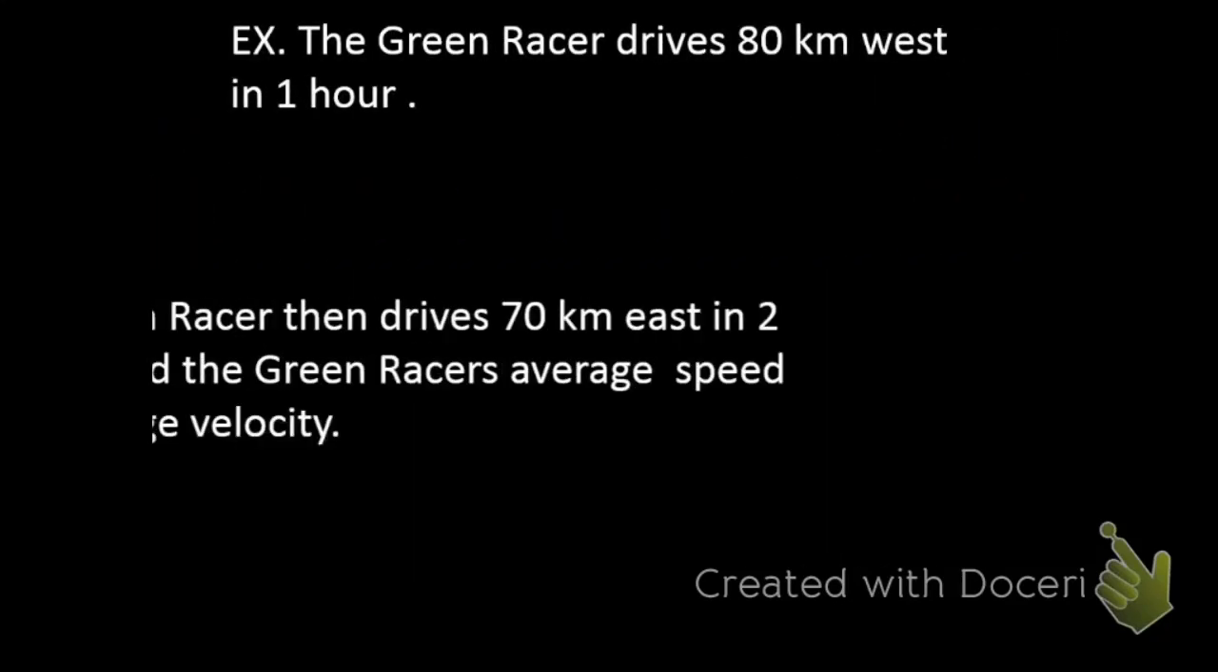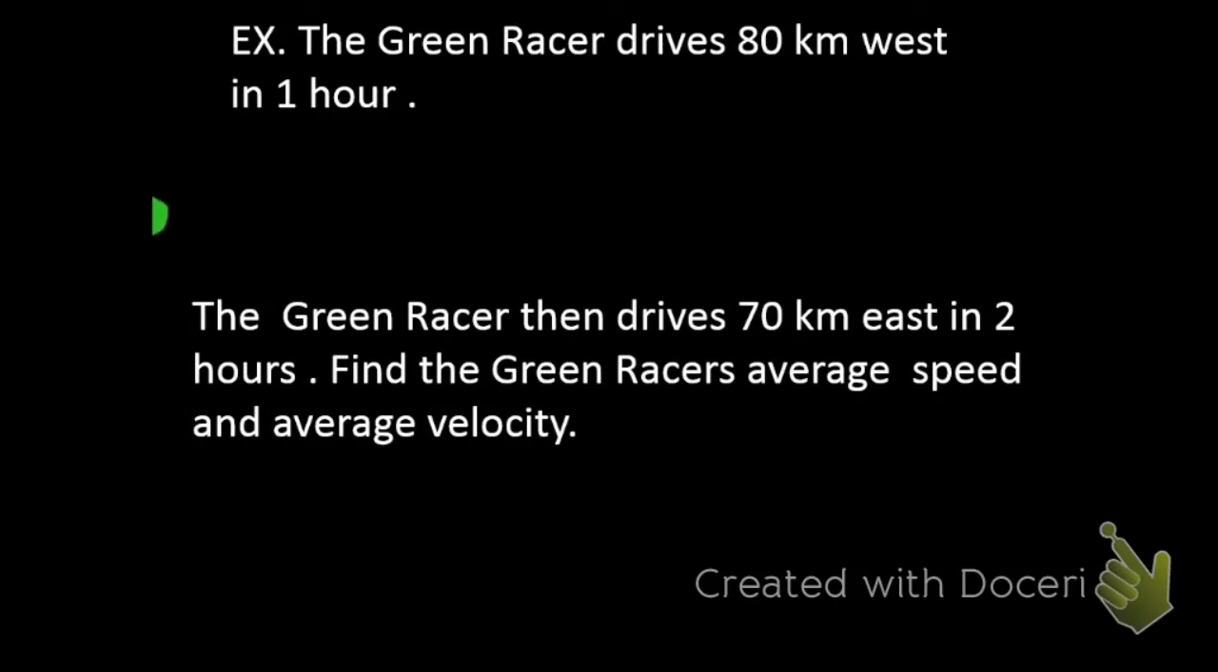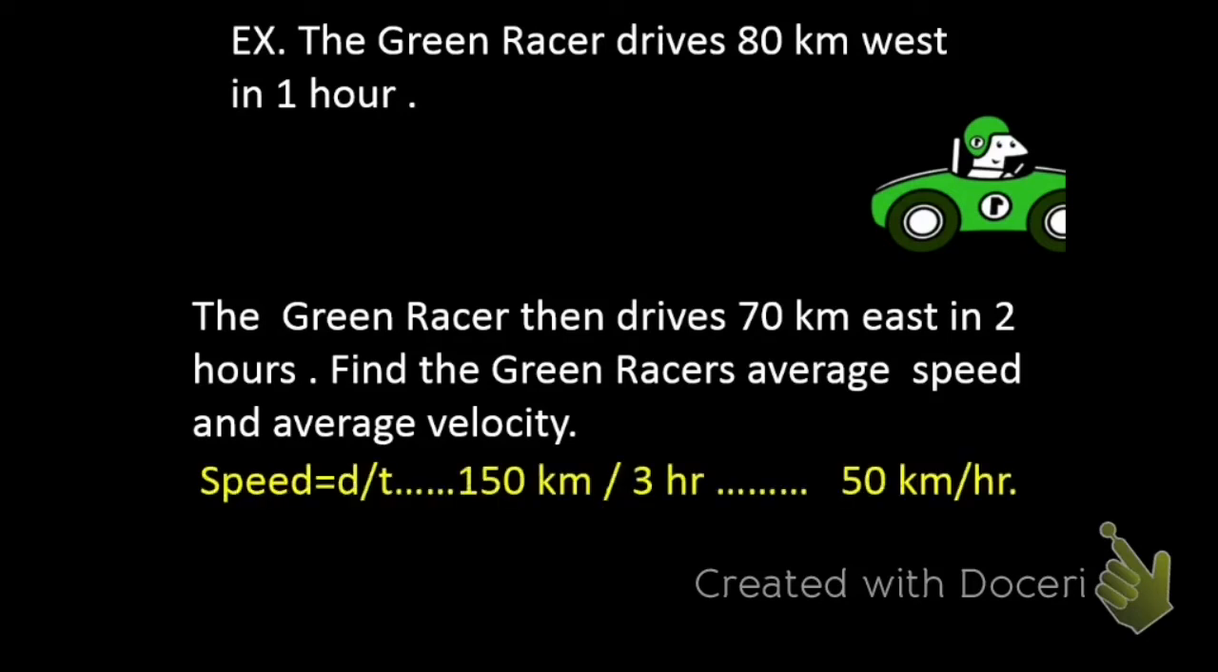Alright, so now let's do an example of calculating average velocity. Let's say our green racer drives 80 kilometers west in 1 hour. Then he turns around and drives 70 kilometers east in 2 hours. Let's find both his average speed and his average velocity. Now, if we recall, average speed just looks at distance traveled. So he drove 70 plus 80 kilometers. He drove a total of 150 kilometers, and his total time was 3 hours. So we take distance divided by time, and his average speed was 50 kilometers per hour.